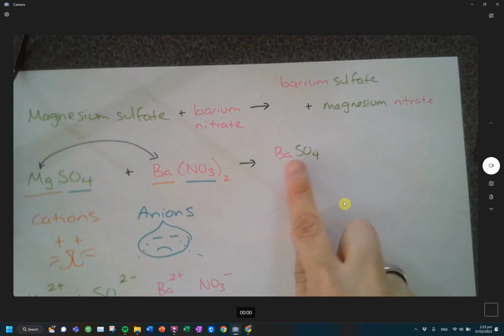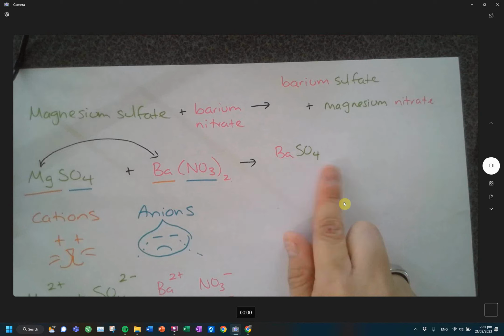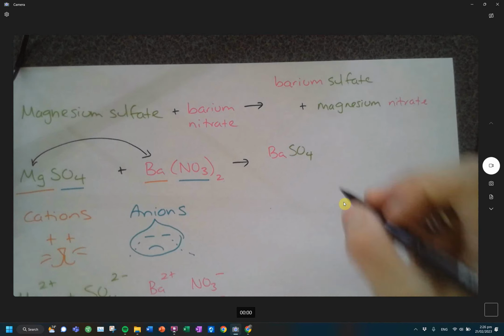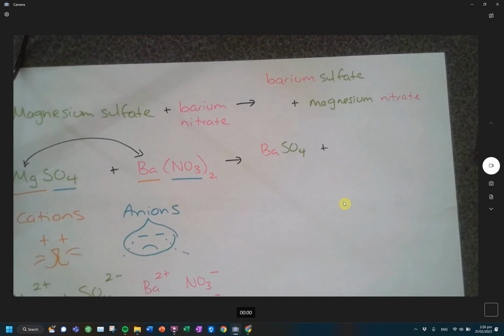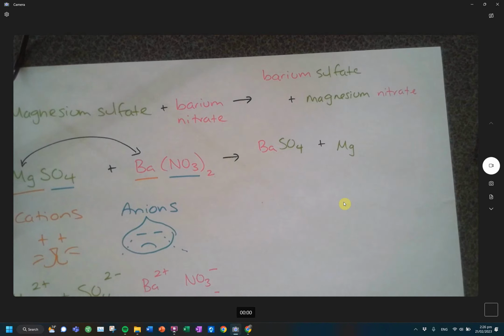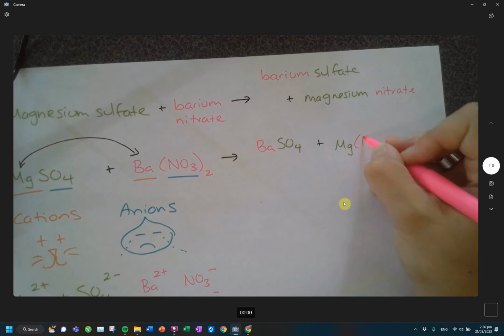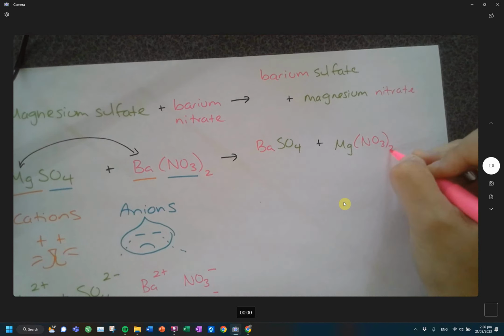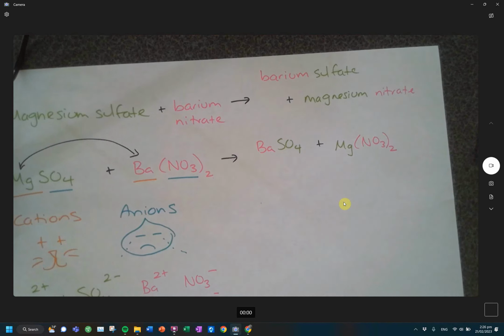Now, do you see how I have this as the same number? There's no subscripts there because they're +2 and -2, so I don't need to do that. But with the magnesium, I will need to do that because the nitrate only has a charge of -1. I hope the color coding helps so you can see where everybody's moving.